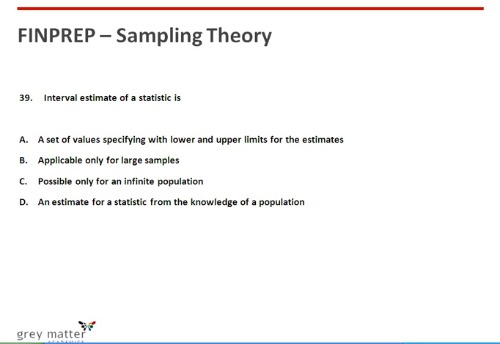39th problem. Interval estimate of a statistic is a set of values specifying with lower and upper limit for the estimates. As per the solution, you can see it is the A option, which says a set of values specifying with lower and upper limits for the estimates. This is as per the definition of interval estimator. So A option, a set of values specifying with lower and upper limit for the estimate.